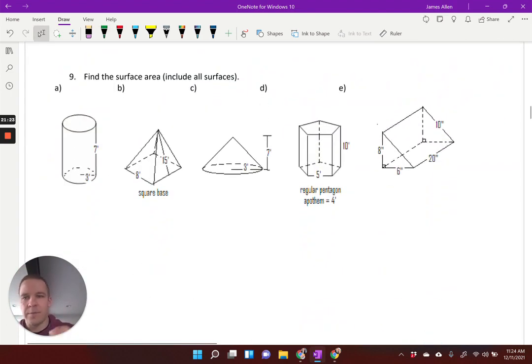Did I circle it? I did. Good. All right. Find the surface area. Include all surfaces. Woo! This is a beefy problem right here. All right, we're going to start with our cylinder first.